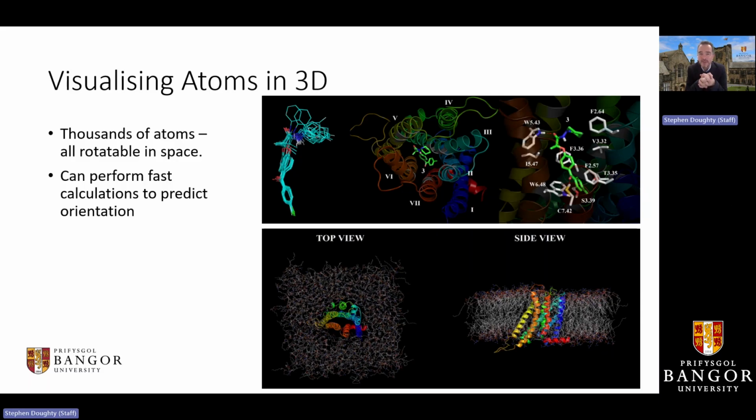So even though we've got thousands of atoms in those pictures at the bottom, where every dot on every line is an atom, so you're talking thousands and tens of thousands of atoms, we try to break it down so we can visualize what these atoms are doing in 3D. And with computers being as good as they are now, we can perform fast calculations to try and predict where those atoms are in space.